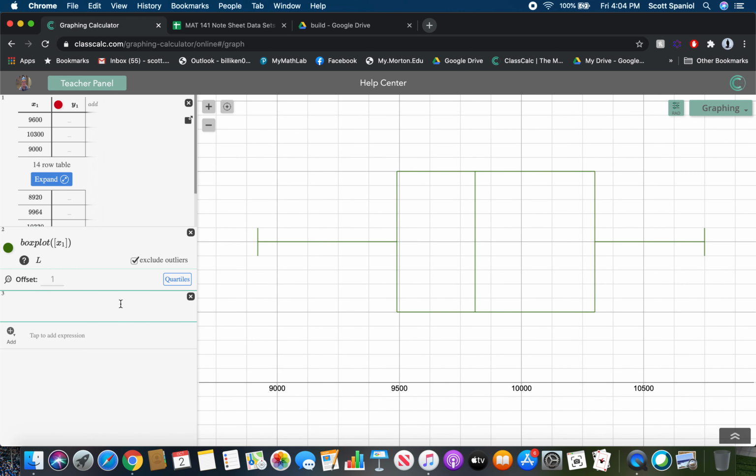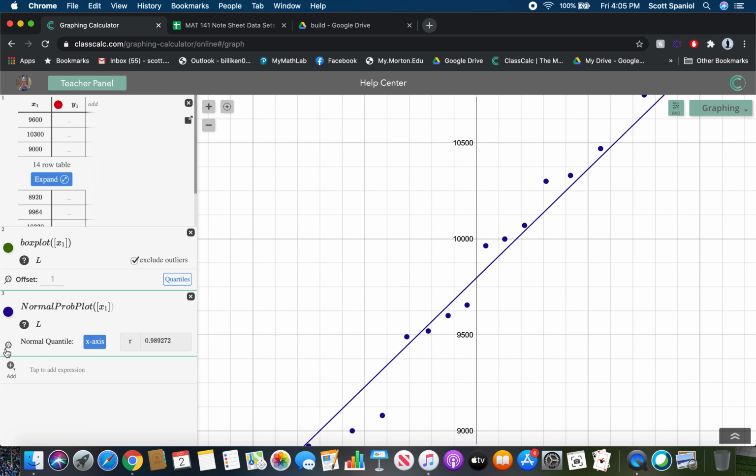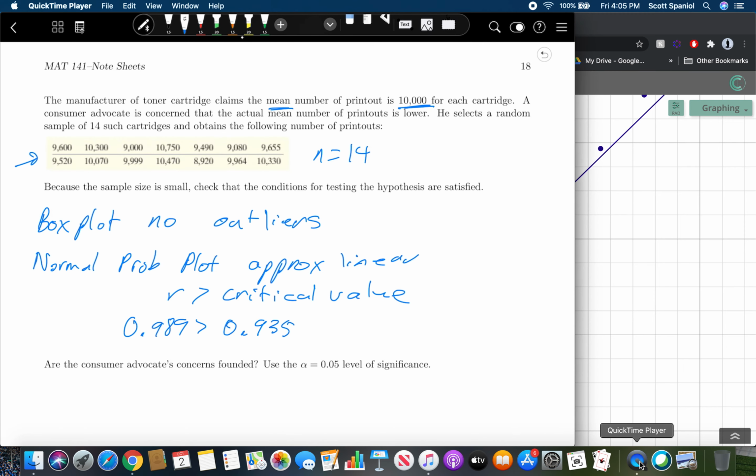And then we can do the normal probability plot for x sub 1. And if we want, we can look at the graph of it, and we can see that it's pretty linear. But what we really care about is this R value. So our R value is 0.989. And so back here in our note sheets, the box plot had no outlier, so that's a check, and our R value was greater than our critical value, so that's a check. So even though this is a small sample size, we can use a t-test to do this hypothesis test.